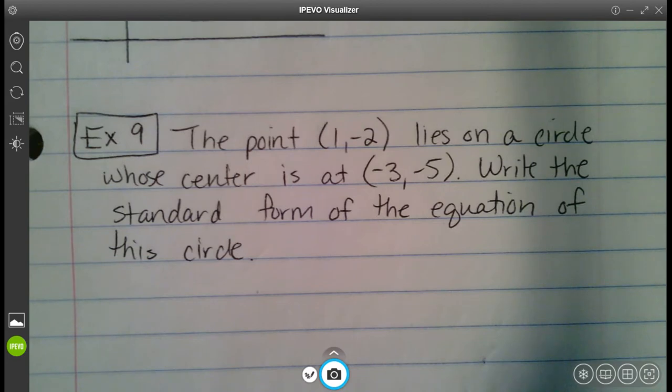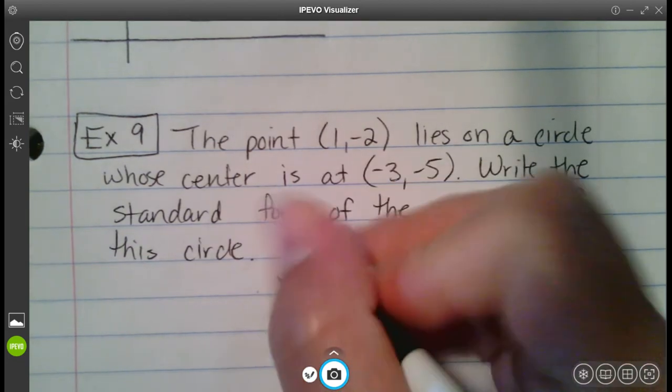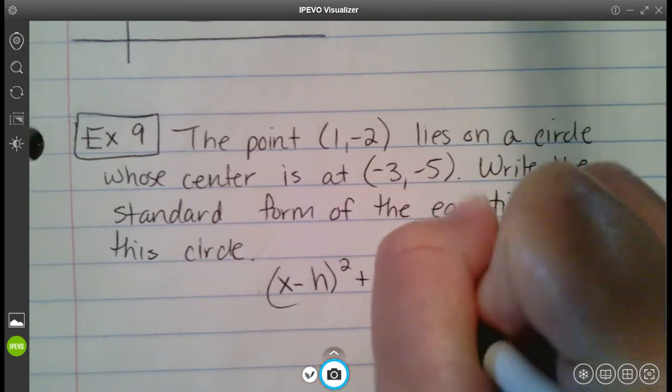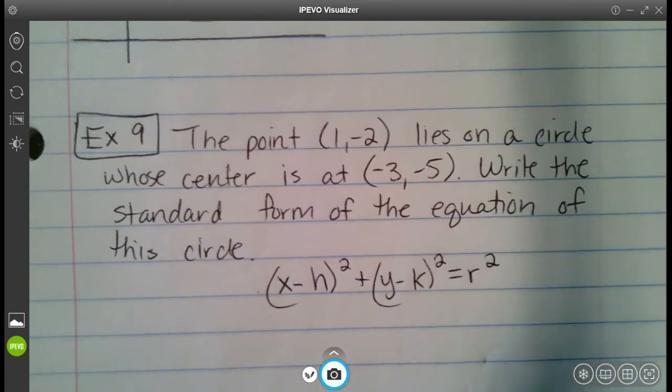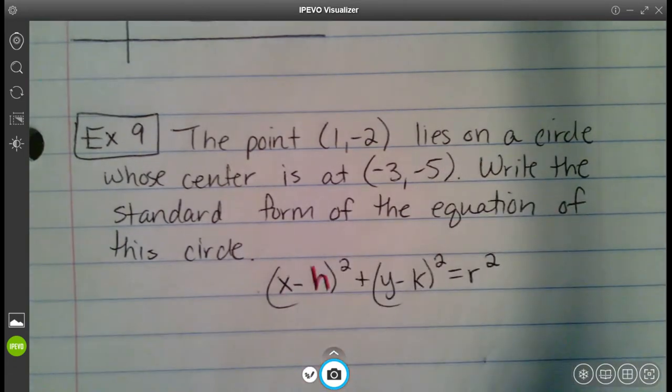What I'm going to do first is rewrite that equation. Remember that equation is (x minus h) squared plus (y minus k) squared is equal to r squared. You can color code it if you'd like. I'm going to do that just super fast.